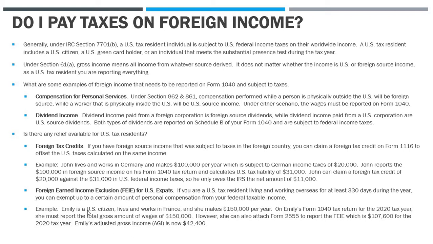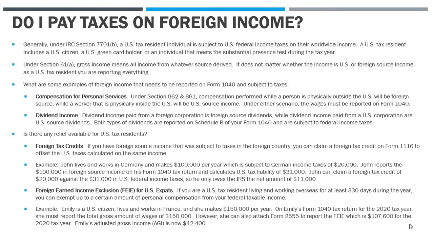So in this example here, we have Emily. She's a U.S. citizen. She lives and works in France, and she makes $150,000 a year. Now, on her 1040 for the 2020 tax year, she reported her gross amount of wages of $150,000, and she calculated the amount of tax owed on that. However, she can also attach a Form 2555. This is the Foreign Earned Income Exclusion Form, to report the FEIE amount, which for that year is $107,600.